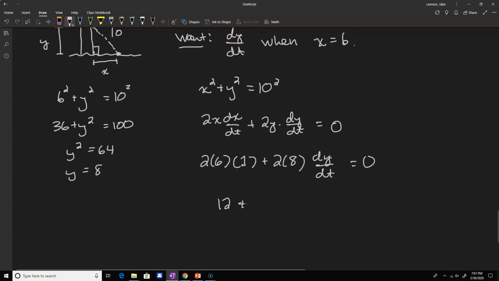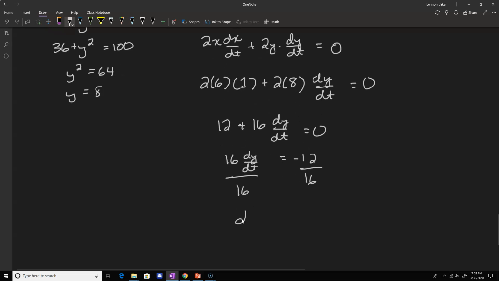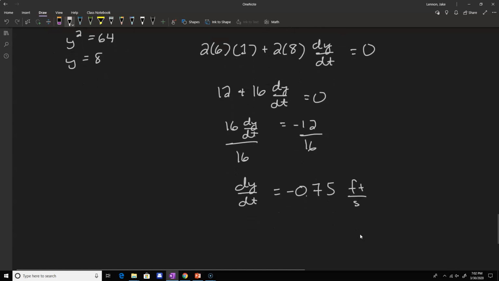12 plus 16 times dy dt equals 0. So we have 16 dy dt equals negative 12. And we can divide on both sides by 16. So we have found that dy dt is negative 0.75, and that's feet per second. So notice it's actually negative because the ladder is sliding down the wall. So that's actually telling us the orientation of that velocity. So the actual y value is getting smaller over time.